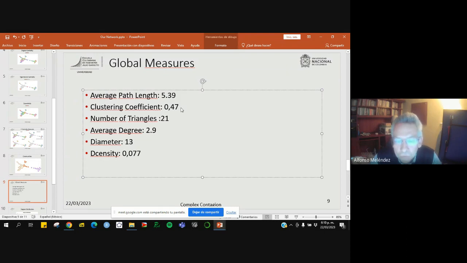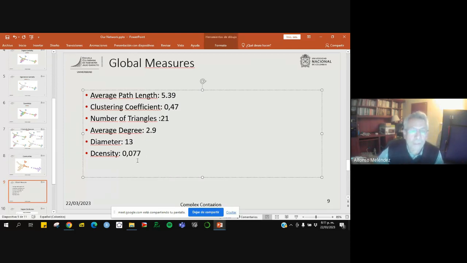Clustering coefficient 0.47, very high clustering coefficient. So I guess you are working together. You are learning a lot in this course. So the clustering coefficient is very high. Cohesion, very cohesive group. Number of triangles 21. Average degree 2.9. Diameter 13, a big diameter, and low density, obviously.